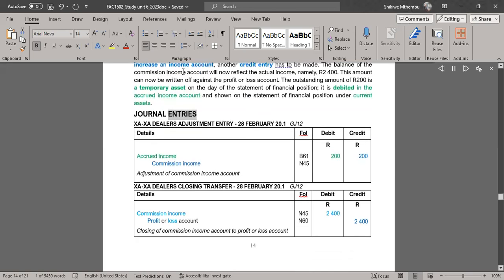Journal entries. XAXA Dealers Adjustment Entry, 28 February 20.1 GJ12.